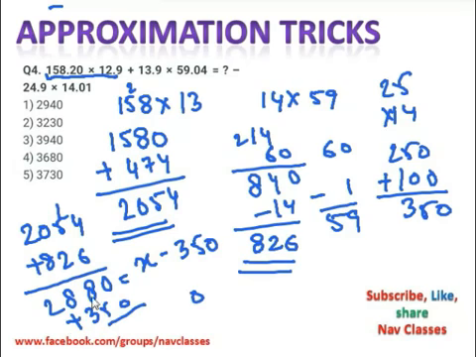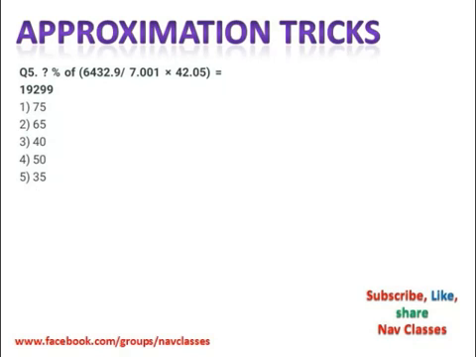Okay, so our answer is 0, 13, then 1 carry forward, 3, 2 and again 3, 3230. Yes, we have the solution for that, we have the option for that. Then we got 3230. Approximately our answer is 3230. That is the second option. Now see the fifth question.